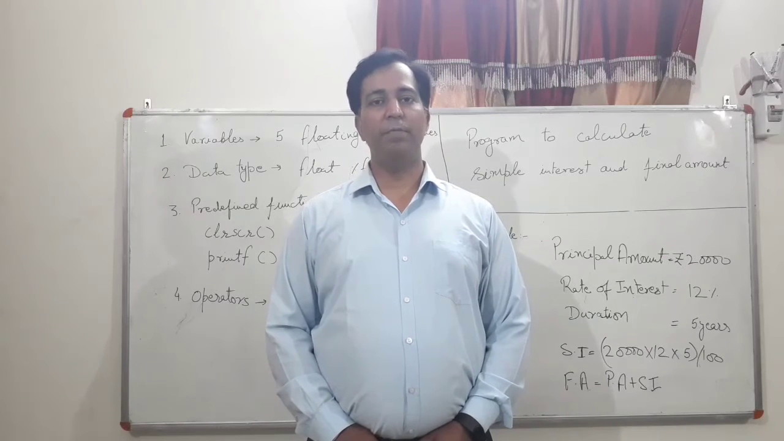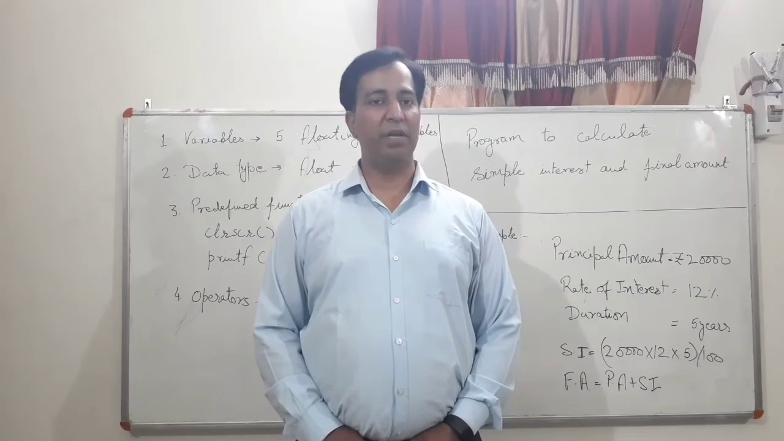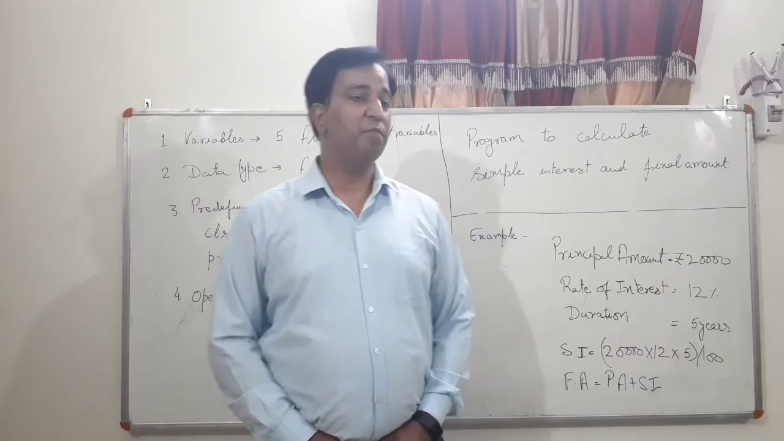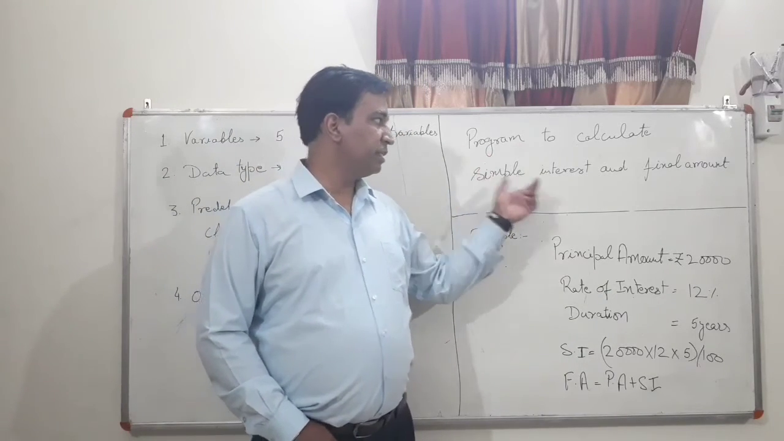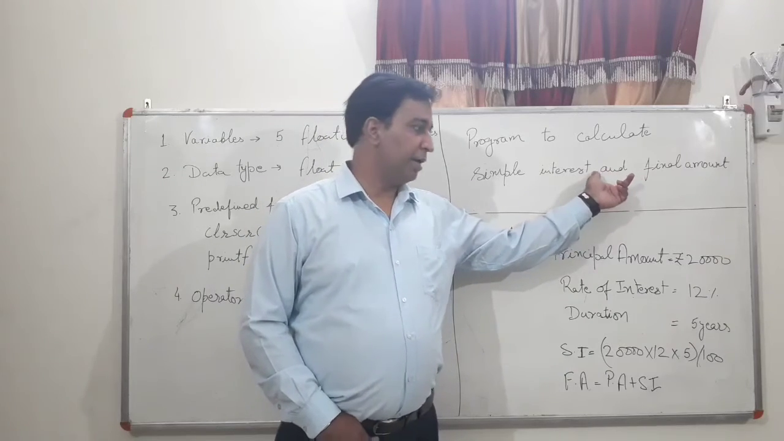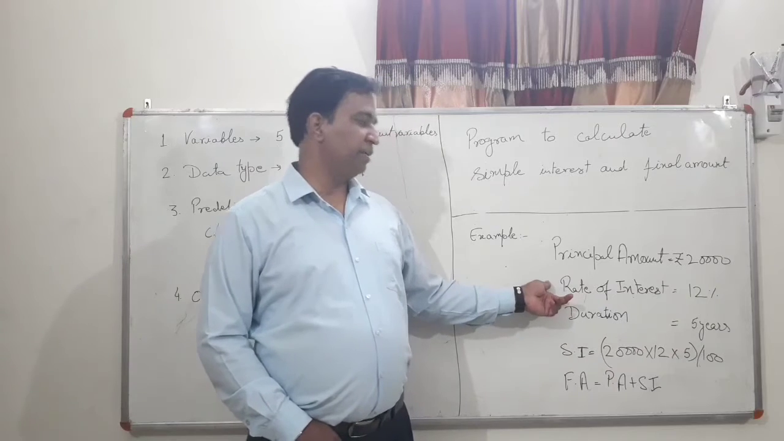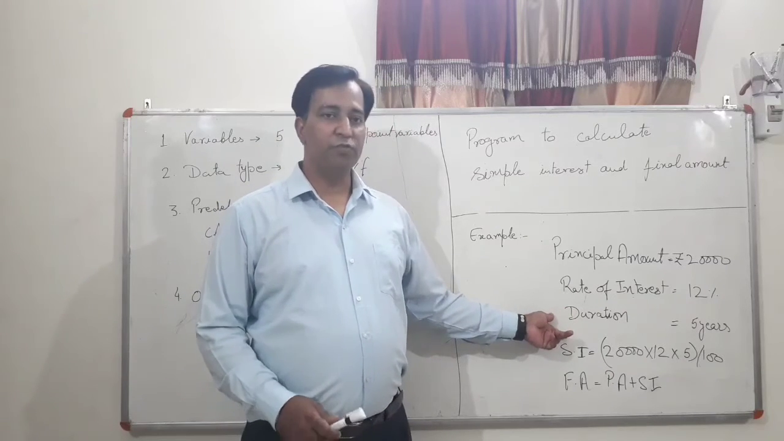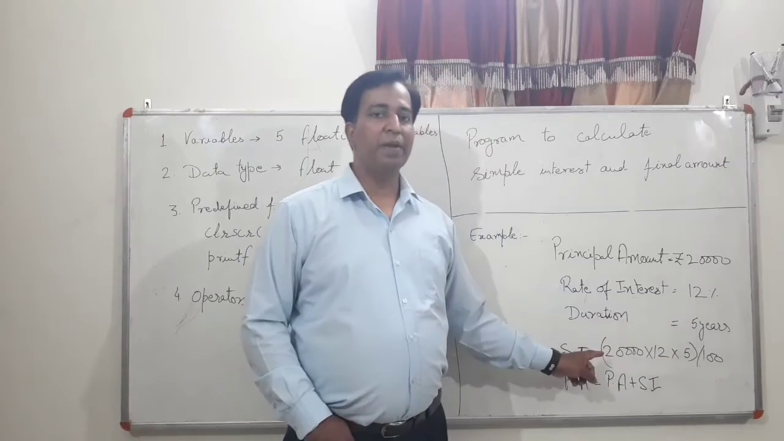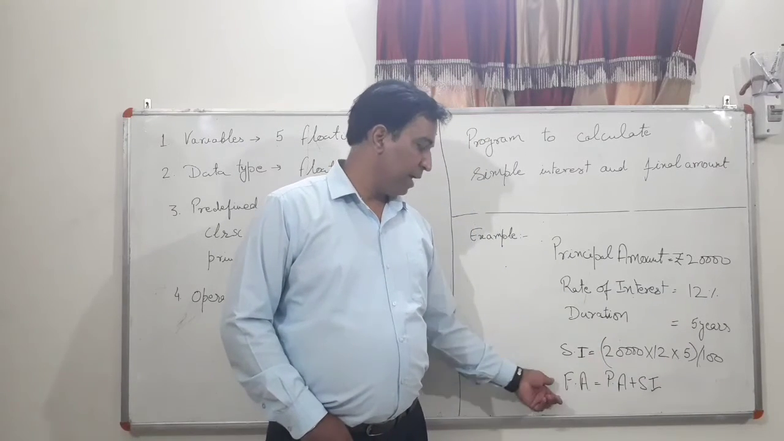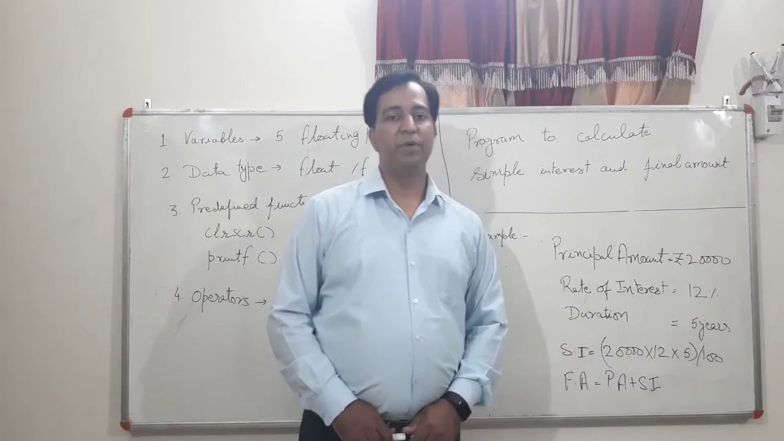I welcome you all to yet another video in which we are going to see one more program of Programming Language C. In this program, we are going to see how to make a program to calculate simple interest and final amount. For example, if our principal amount is 20,000, rate of interest is 12% and duration is 5 years, then the simple interest formula will be this. How to apply this formula in our program, and final amount will be principal amount plus simple interest.